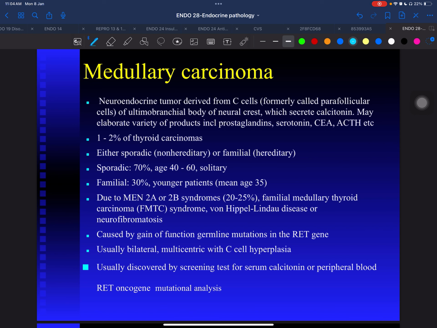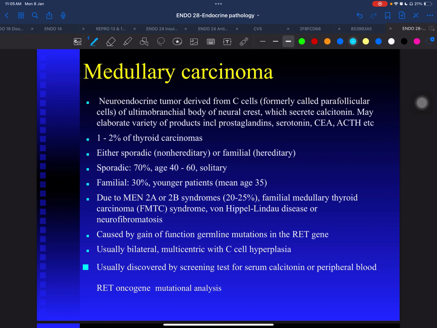Alright. So the C cells are derived from the ultimobranchial body of the neural crest. They can secrete calcitonin, so in medullary carcinoma you check the blood for calcitonin levels, a type of hormone secreted by C cells. It can also elaborate a variety of other substances, such as prostaglandin, serotonin, CEA, ACTH. Thank God, it's only about 1 to 2% of thyroid carcinoma.